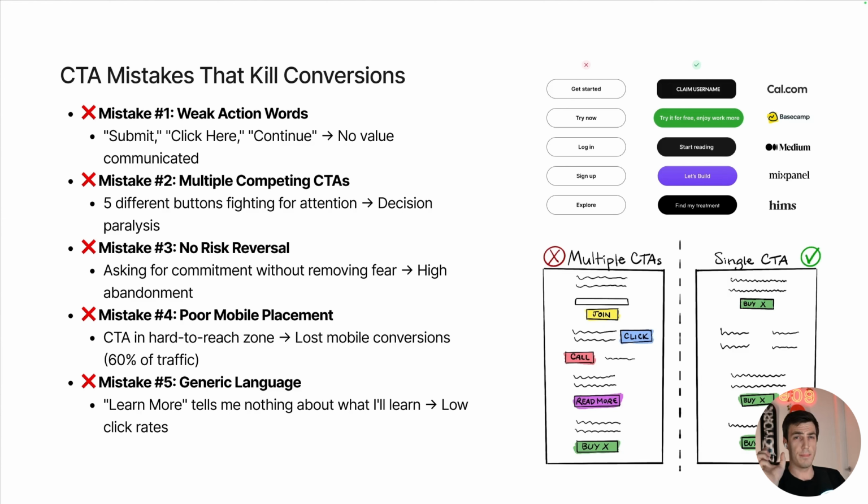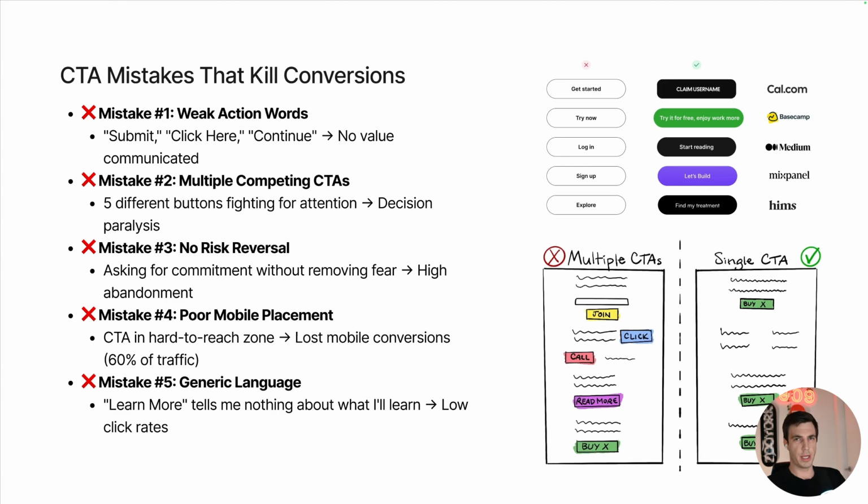If you have one primary call to action, it's going to make it a lot easier for the user to be guided towards something specific, and that's going to make it easier for them to convert. Third common mistake is not having risk reversals, asking for commitment without removing their fear. This creates high abandonment.